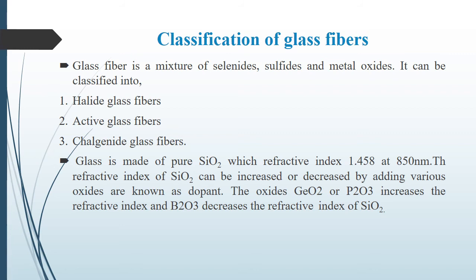At room temperature, glass is generally hard and it continues to stay in that state when heated to several hundred degrees Celsius. It can be classified into three types: halide glass fibers, active glass fibers, and chalcogenide glass fibers. Most of the glass is made of pure SiO2 and its refractive index is 1.458 at 850 nanometers. The refractive index of SiO2 can be increased or decreased by adding various oxides known as dopants. Here we are using oxides such as GeO2 or P2O5.